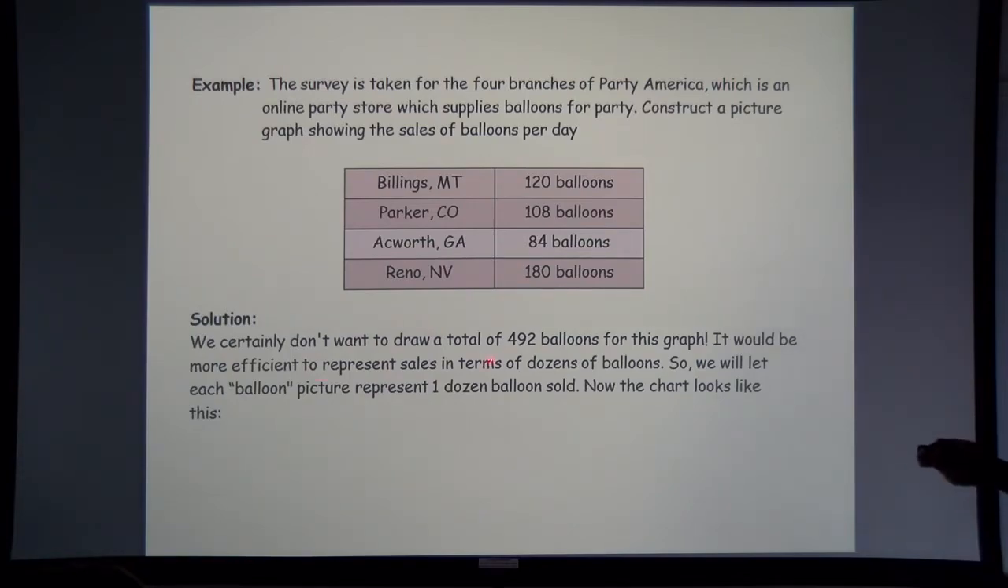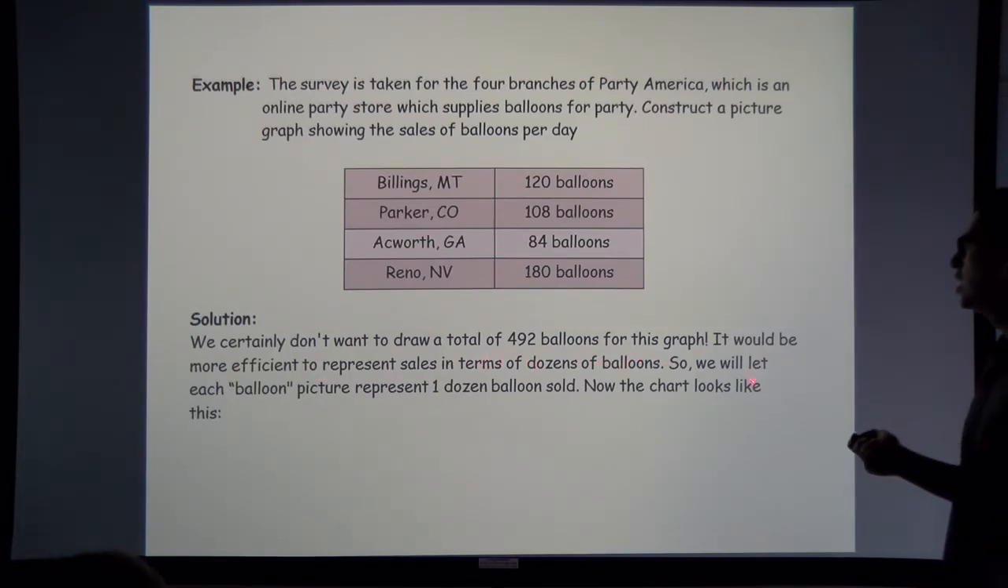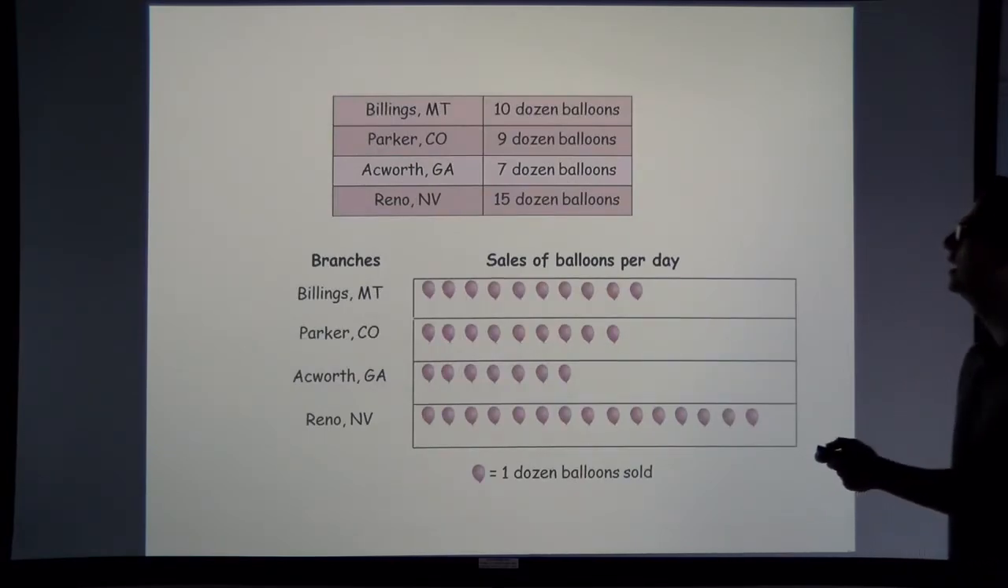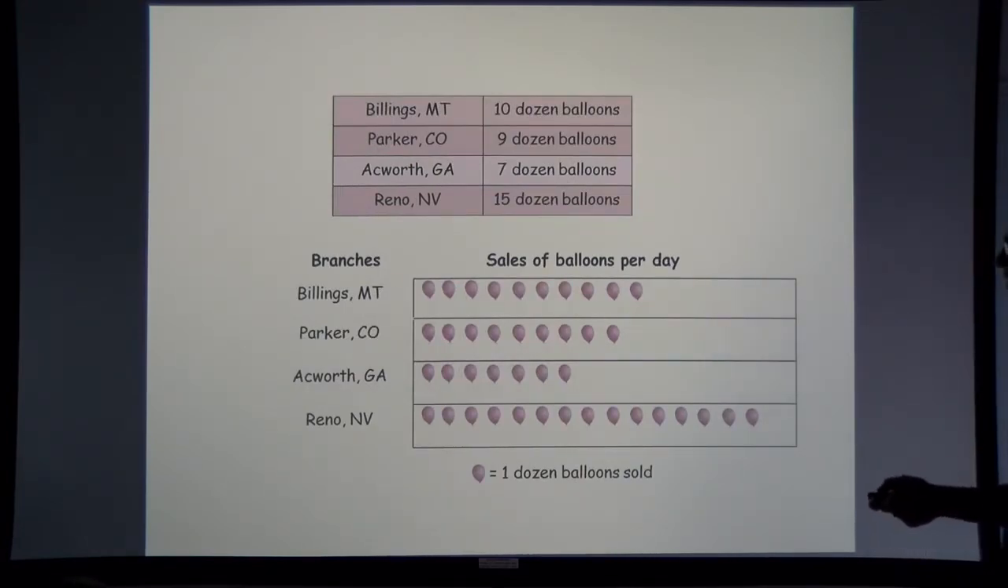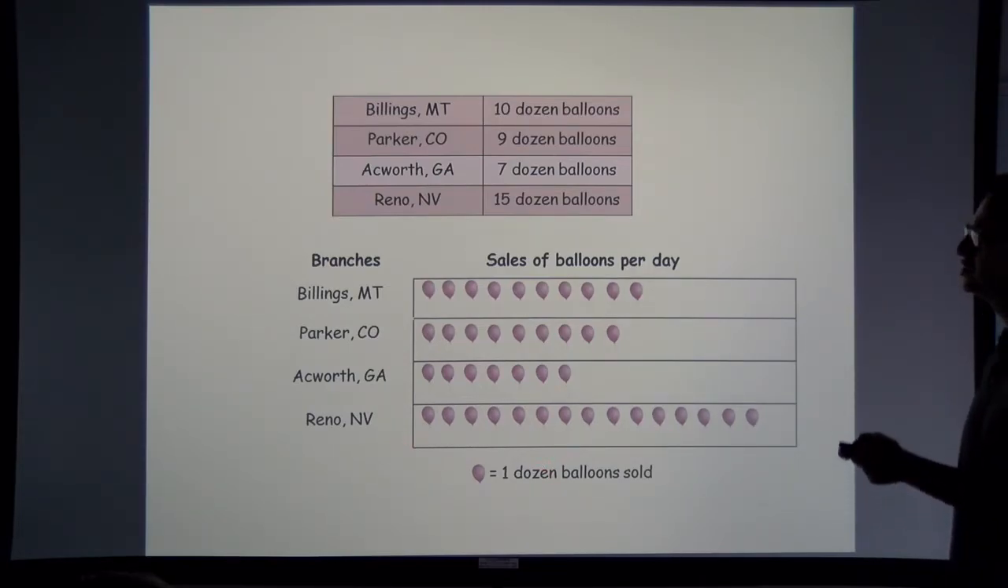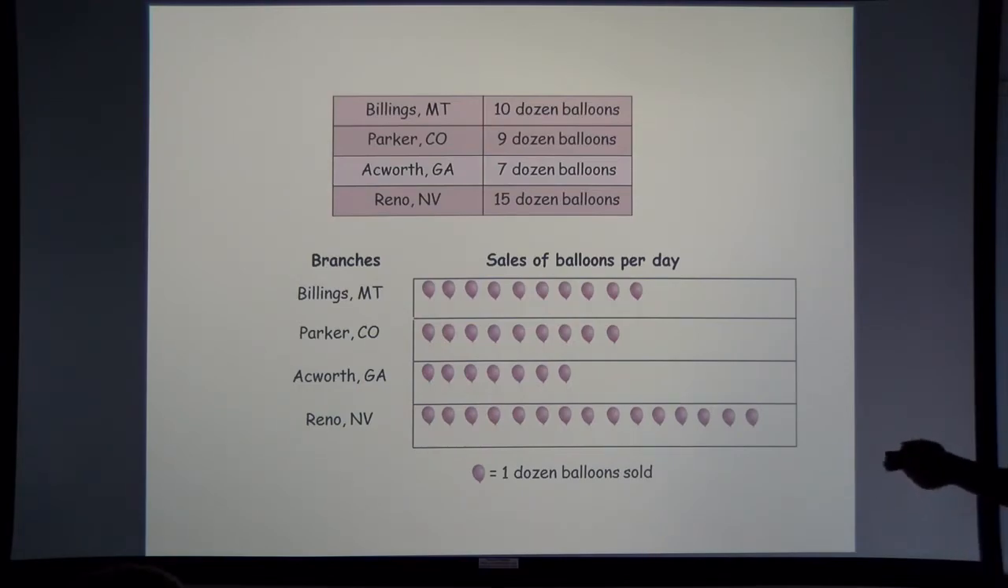So it's more efficient to represent sales in terms of dozens of balloons. So we will let each balloon picture represent 1 dozen balloons sold. Now the chart would look like this. So we notice, once again, we have a label for our graph. Our x-axis is labeled, our y-axis is labeled, and very important, we note that 1 balloon equals 1 dozen balloons sold. So don't just draw your balloons thinking, oh, they'll know what I'm talking about. No, make sure you label what each picture or each symbol represents.